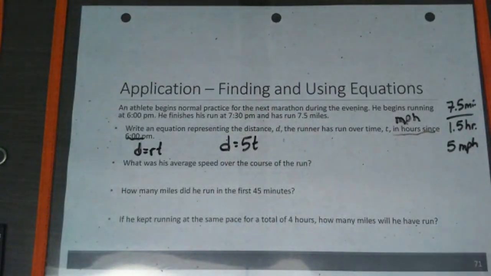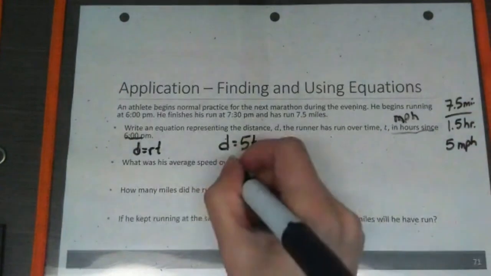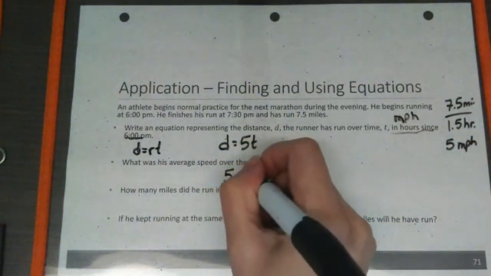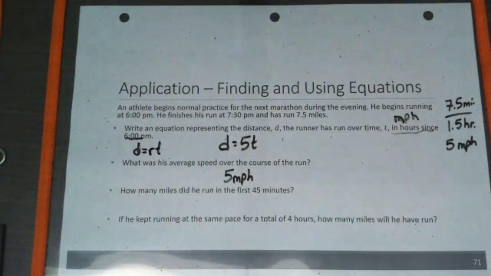What was his average speed over the course of the run? That's what we just found, the 5 miles per hour. Does that mean that the athlete ran 5 miles per hour the entire time? No. Maybe he ran 6 miles per hour and then slowed down to 4 and then sped up to 7. It averaged out to be the 5.